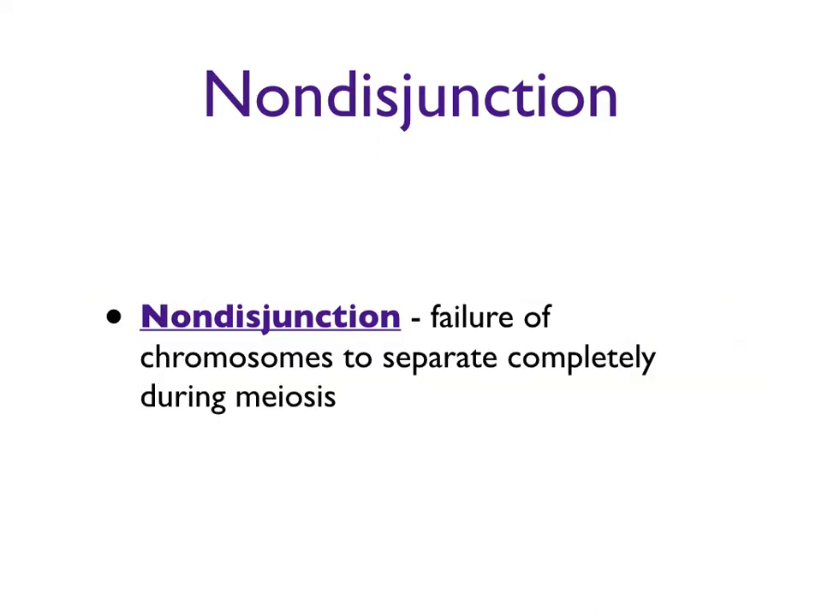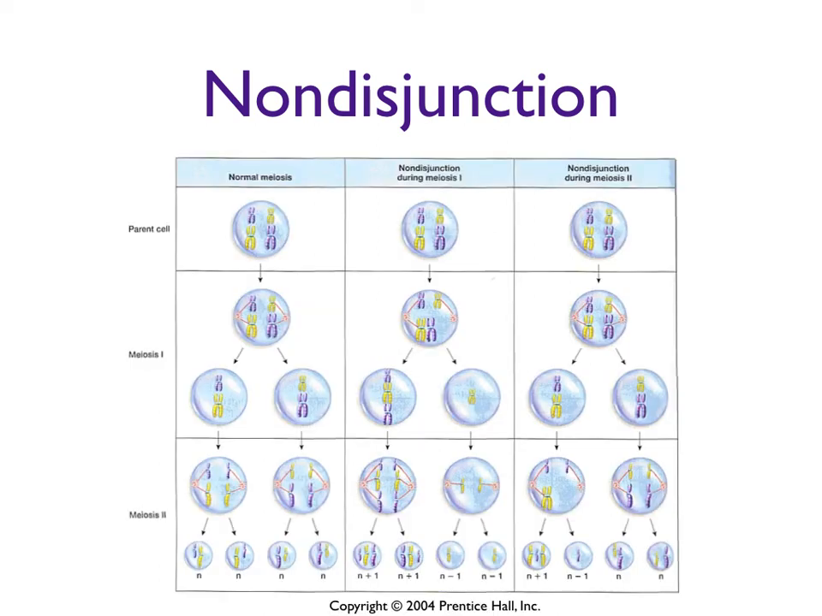The last topic we need to discuss is called non-disjunction, which is the failure of chromosomes to separate completely during meiosis. The result of non-disjunction is sperm or egg cells with an abnormal number of chromosomes. If these sperm or eggs later combine with normal gametes, offspring may be produced with certain genetic abnormalities.